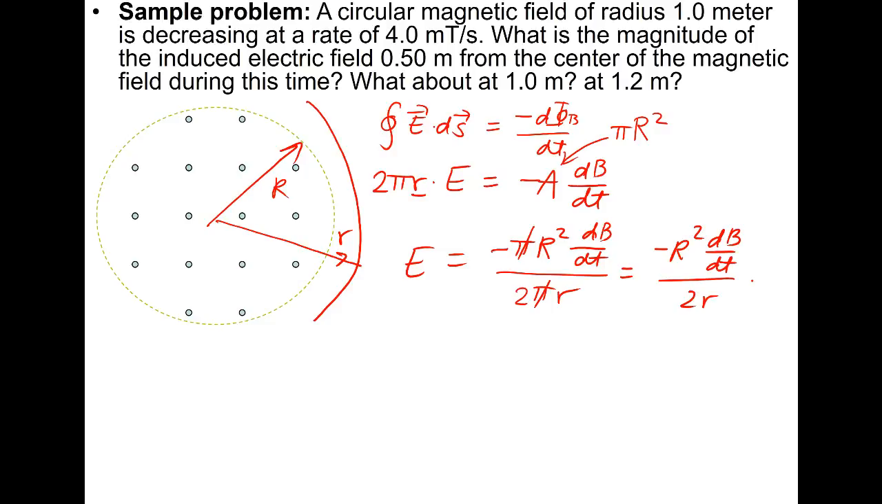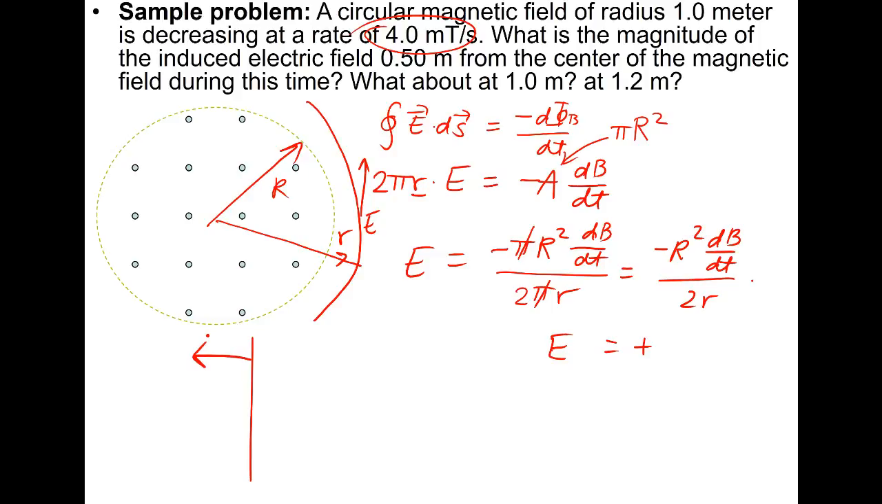And then we can go ahead and plug in, and we're not going to do that right now, but you can just plug in that big R is 1 to begin with, okay? And little r is going to vary from 0.5 to 1 to 1.2 depending on the situation, and dB/dt is just going to be negative 4 millitesla per second. So we're going to get a value of the electric field that's going to be in a positive direction or counterclockwise. And so let's see how that comes from Lenz's law.